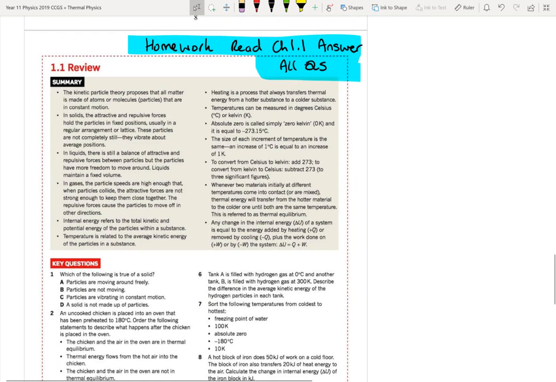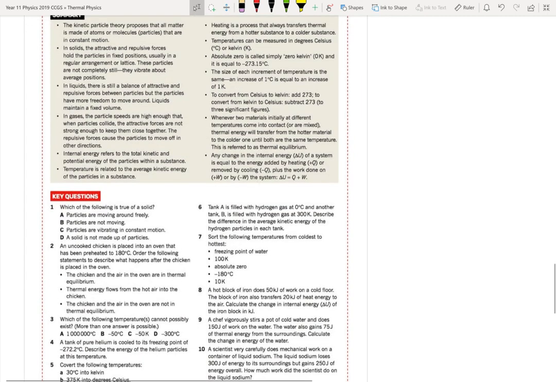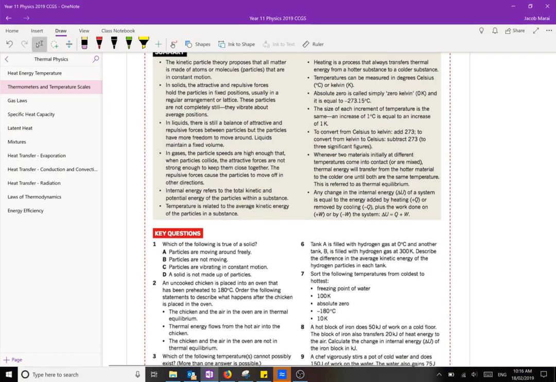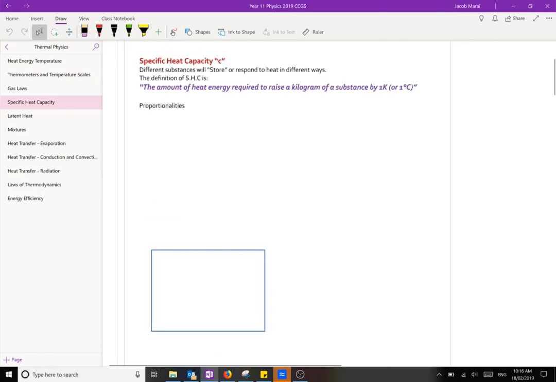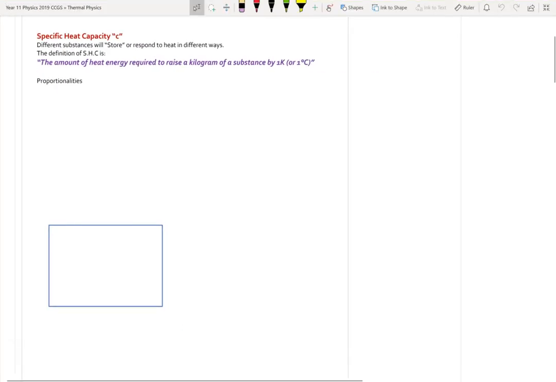I think we're good here. We've looked at the different types of thermometers, the proportionalities, and we did the calibration equation. Let's jump into specific heat capacity, please. Could you go to the next page? I would hope that you get the following.